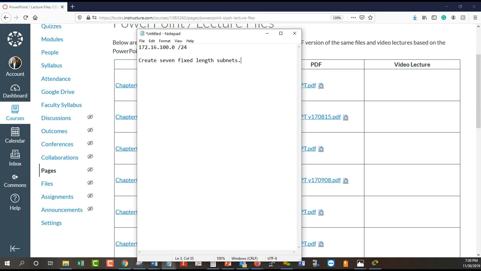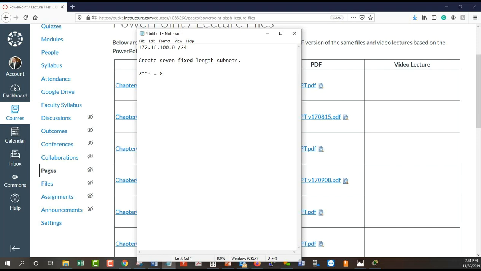So we need to borrow a couple of host bits. And yes, you are correct. We need to borrow 3 host bits, because we know that 2 raised to the 3rd is going to give us 8. And while we only need 7 networks, 7 subnets, 2 to the 2 is too few, because that only gives us 4. And 2 to the 3 gives us 8, which is 1 more than what we need, but that's fine.